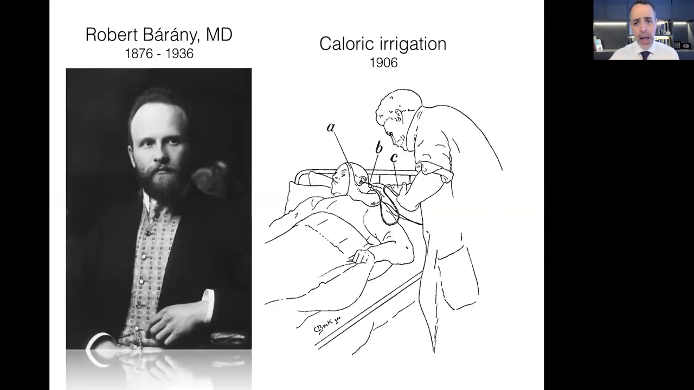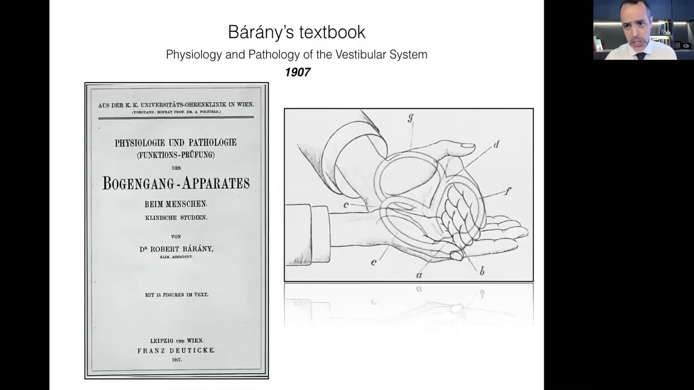So when we go back in time, we need to remember that Professor Robert Barany, back in 1906, described for the first time what we call today the caloric test. And the caloric test was for many, many years the gold standard for evaluating vestibular function, right? And this is the original paper Professor Barany published in 1907, and it was the reason that he got a Nobel Prize in 1915.